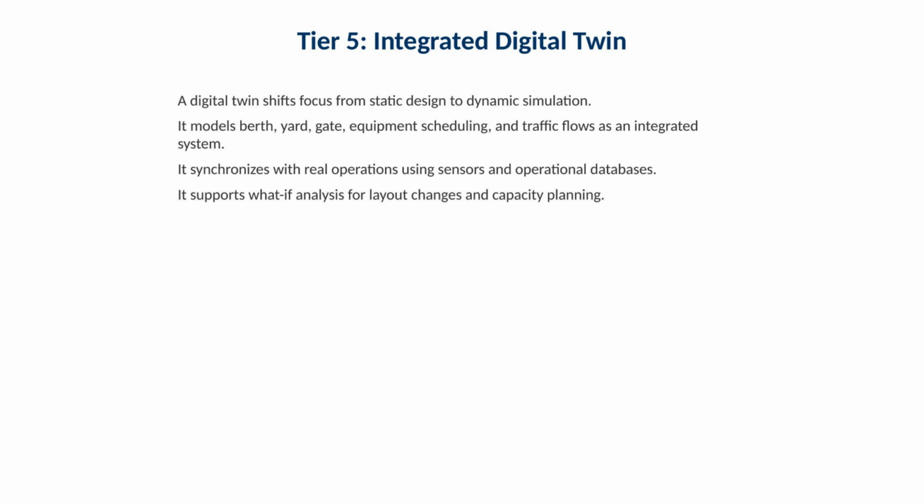Tier 5 introduces the integrated digital twin, which is a virtual replica of the terminal ecosystem. It models berth operations, yard management, gate processes, equipment scheduling, and traffic flows together. The digital twin synchronizes with real operations using sensors and operational databases. It enables what-if analysis for layout modifications and exposes bottlenecks that are not obvious from static models.